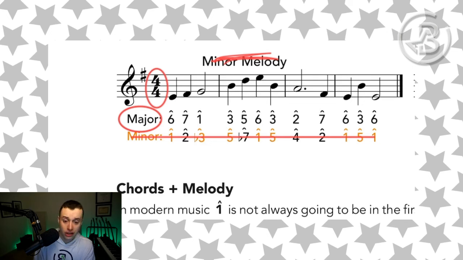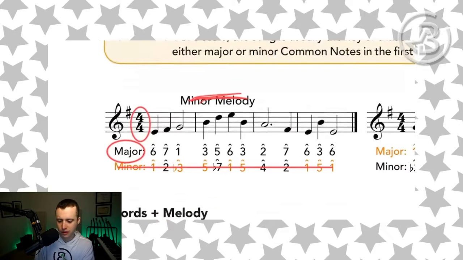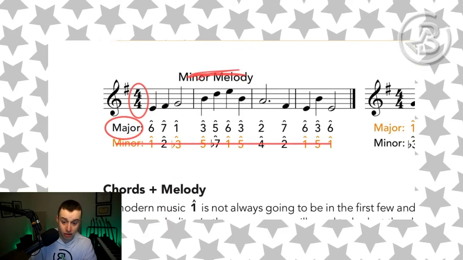And then sure enough, in measure 2 on beat 1, we do have a major common note. Remember, our common notes for major are 1, 3, and 5. We have 3 landing on the strongest beat. And we also have 5, and we also have 3. So even though we don't have a common note landing on the strong beat, we still have a 3, a 5, and a 3. These are all common notes for a major key, which means it's a strong case for being in a major key.